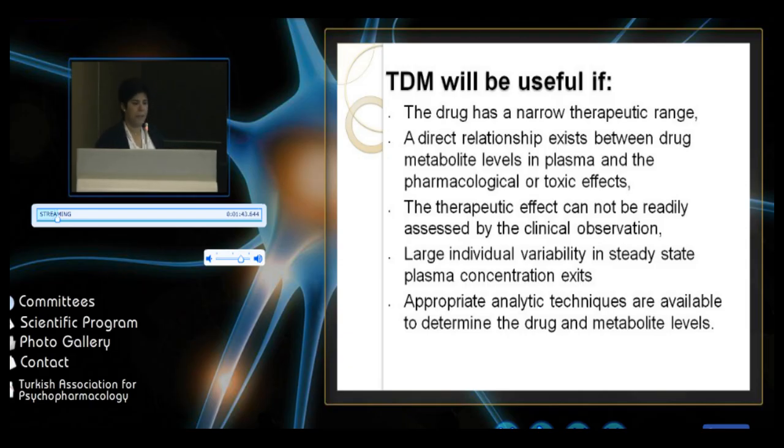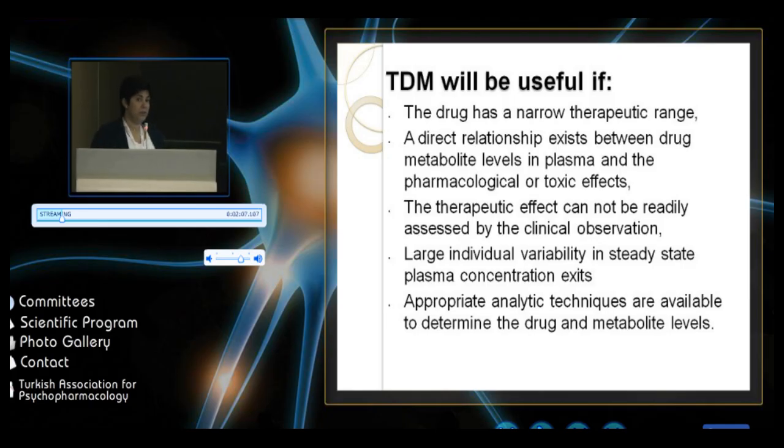TDM will be useful, for example, if the drug has a narrow therapeutic range, and if there is a direct relationship between drug metabolite levels in plasma and the pharmacological or toxic effects, and if the therapeutic effect cannot be readily assessed by clinical observation. For example, benzodiazepines.